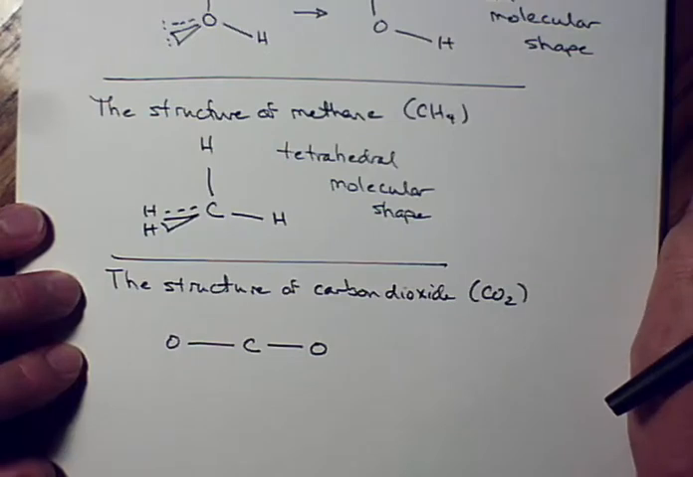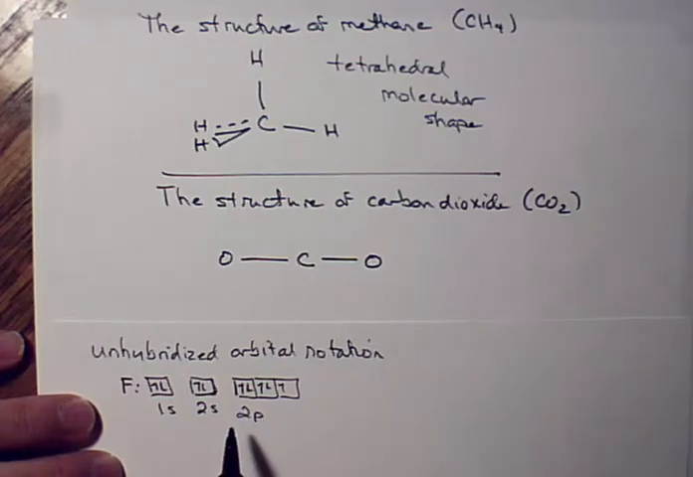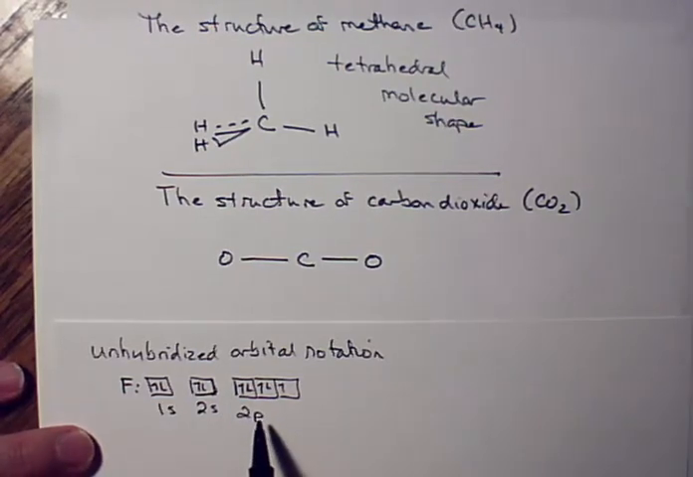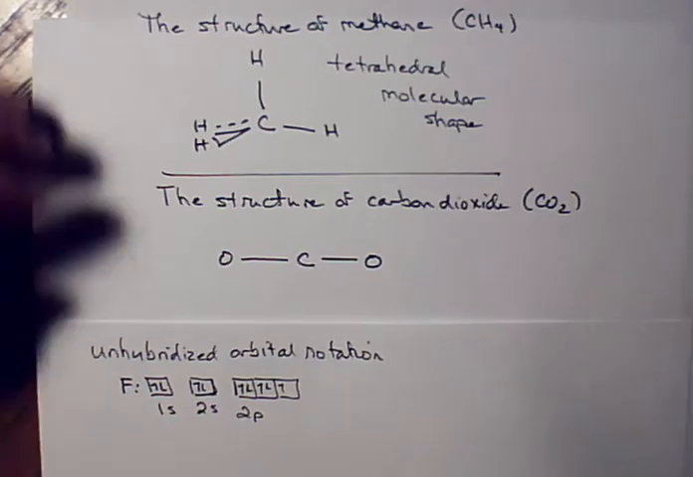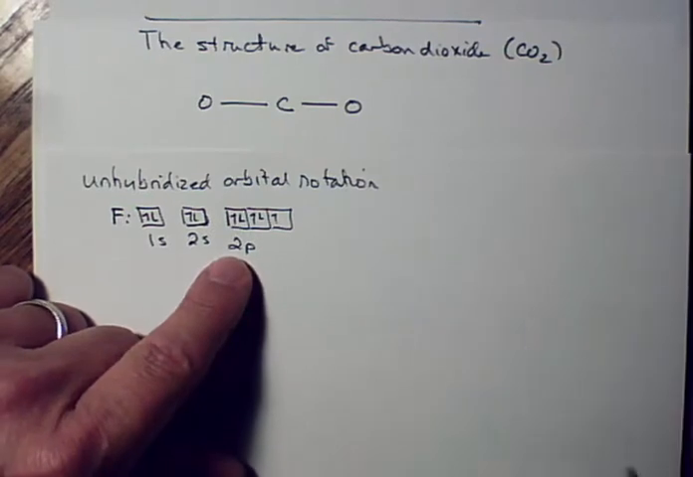But it's not you. So this is the unhybridized orbital notation for fluorine. It's what we learned in the last unit. Okay? These orbitals we learned in the last unit had a shape where the p orbitals are double balloons.